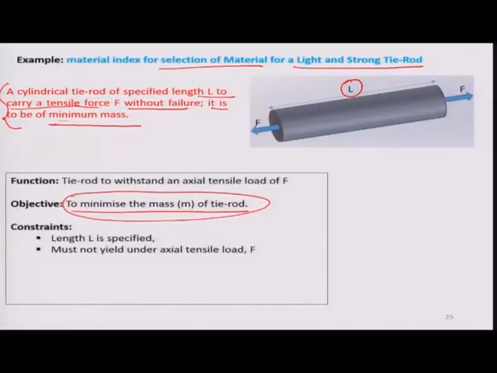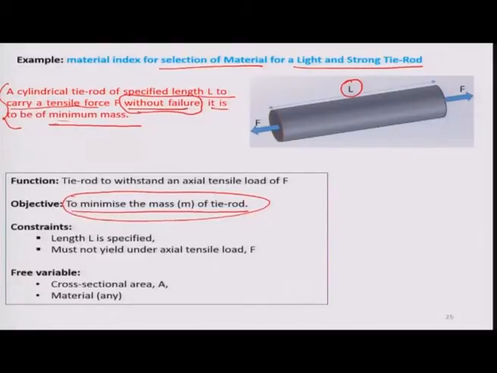Constraint: L is specified, meaning the length of the tie rod is fixed, you can't change it. Second, it must not yield under axial tensile load F. It means you will have to design the tie rod such that it can carry the load and sustain its shape and size, so that failure will not occur. That is the constraint.